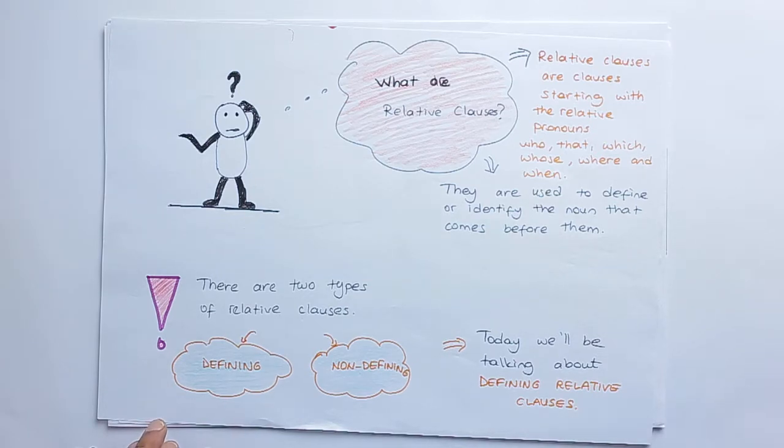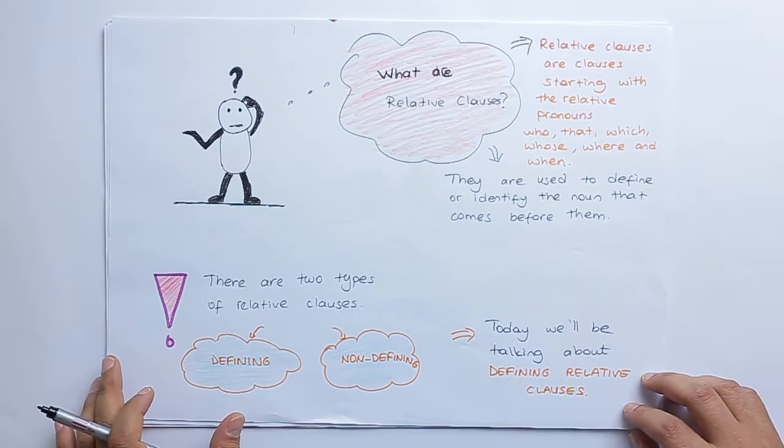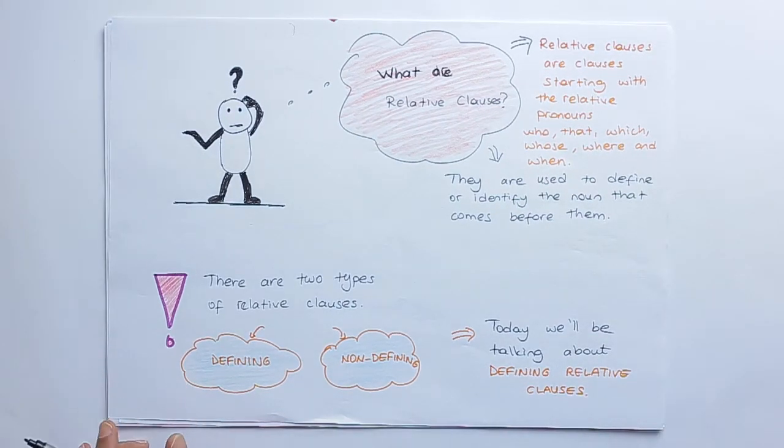Yes, first of all, what is a relative clause? What are all these relative clauses in English? Relative clauses are clauses starting with relative pronouns such as who, that, which, whose, when, and where. They are used to define or identify the noun that comes before them. There are two types of relative clauses, defining relative clauses and non-defining relative clauses. For today we'll be talking about defining relative clauses.